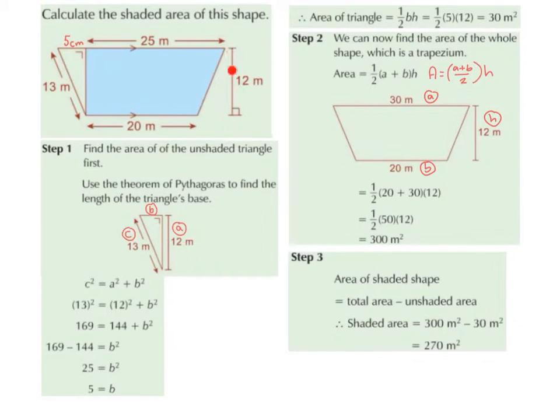So we know this is 12 from over here. This represents the perpendicular height of the shape. So this is 12. So where did this 5 come from? So what we're going to do to find out where that 5 came from is use Pythagoras' theorem.